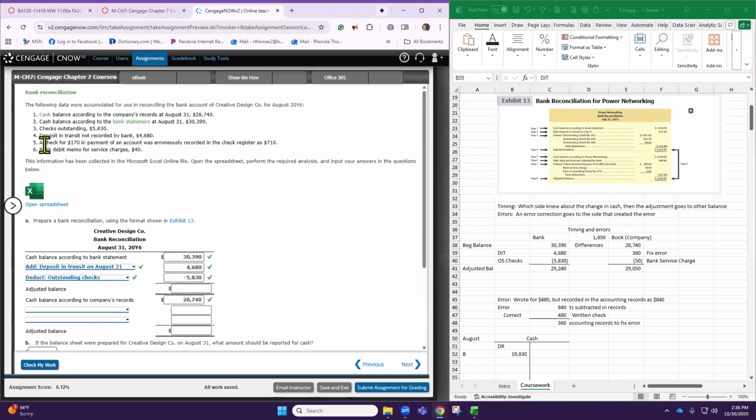Okay, so what else? We have a check for $170 in payment of an account that was erroneously recorded in the check register as $710. So this is an error. Okay, who made the error? Well, the check register is the company's records. Yep. So instead of putting a payment in for 170, which is what we made the check out for, we put it in as a check in the amount of $710 in the register.